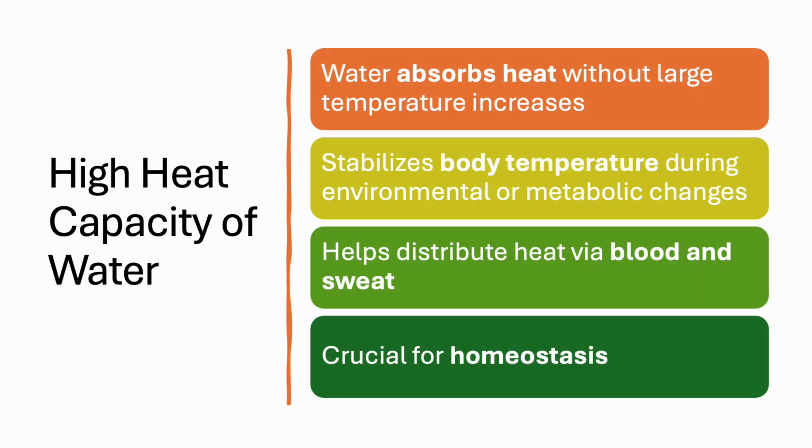Water has a high heat capacity, which means it can absorb a lot of heat energy before its temperature rises. This property is vital in the human body. As metabolic reactions release heat, water buffers the system to keep our internal temperature within a narrow, safe range. Blood carries the heat throughout the body while sweating releases excess heat through evaporation. This thermal stability protects tissues from overheating during exercise or illness and helps maintain homeostasis in various environmental conditions.